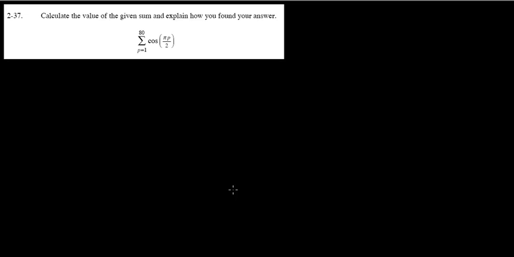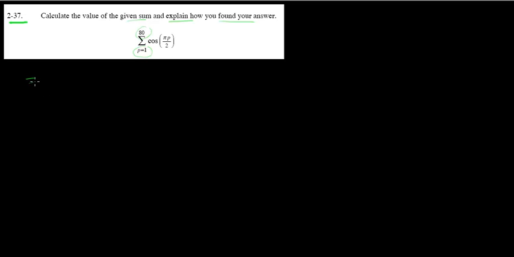Here we have CPM Calculus Chapter 2, number 37. So here we're asked to calculate the value of the given sum and explain how we found our answers. So we know that if we plug this in, we start at p equals 1 and we stop at p equals 80 and add every term.